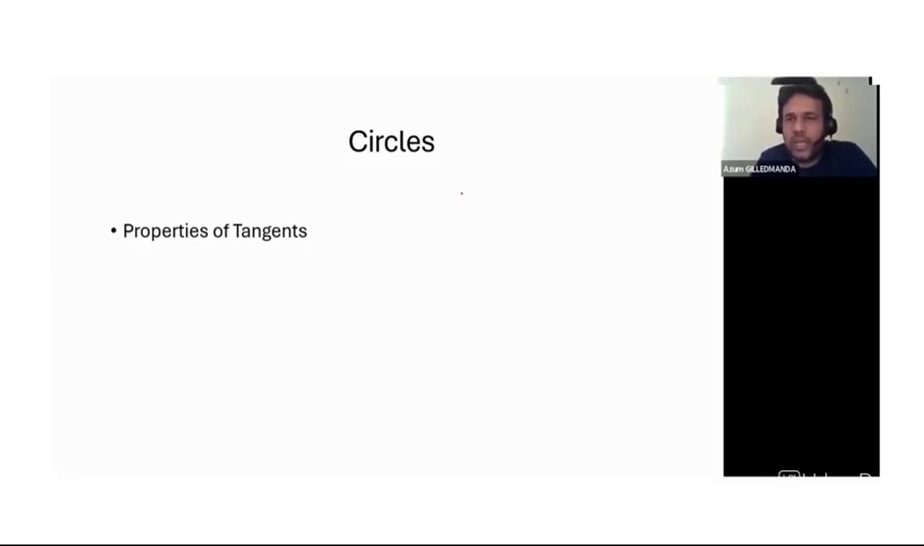So what is a tangent? A tangent is a line which touches the circle at one point. So this is the circle, and let's say at one point. So this is the tangent, tangent XY, that's touching at the point P. Now, what are the properties of tangent? So how many tangents we can draw to a circle? We learn there are infinite tangents we can draw.